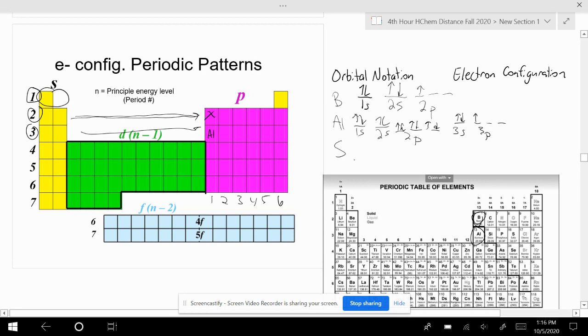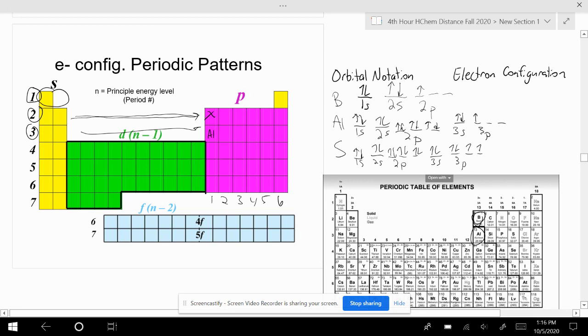And lastly, sulfur. I'll go through this one a little bit quicker. And you might notice I'm using half arrows. You can do that to save you some time. And I have 12, 13, 14, 15, 16. So I'm good to go with sulfur.